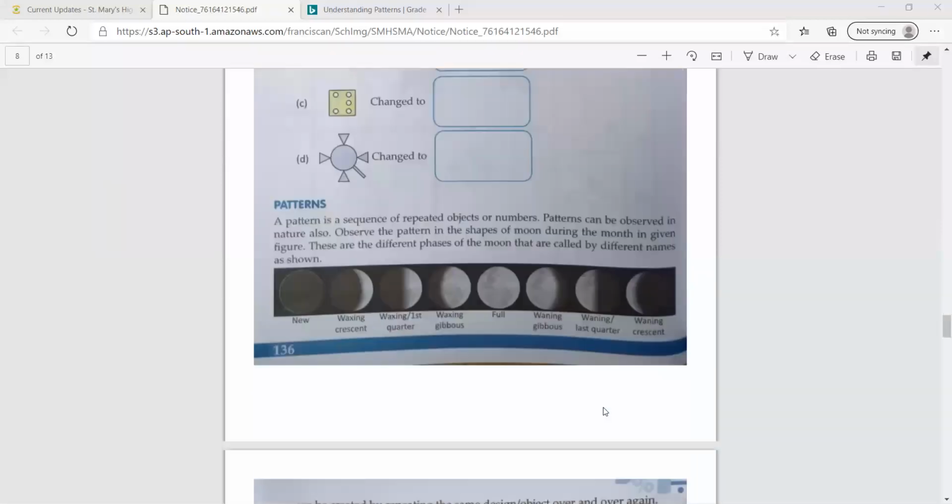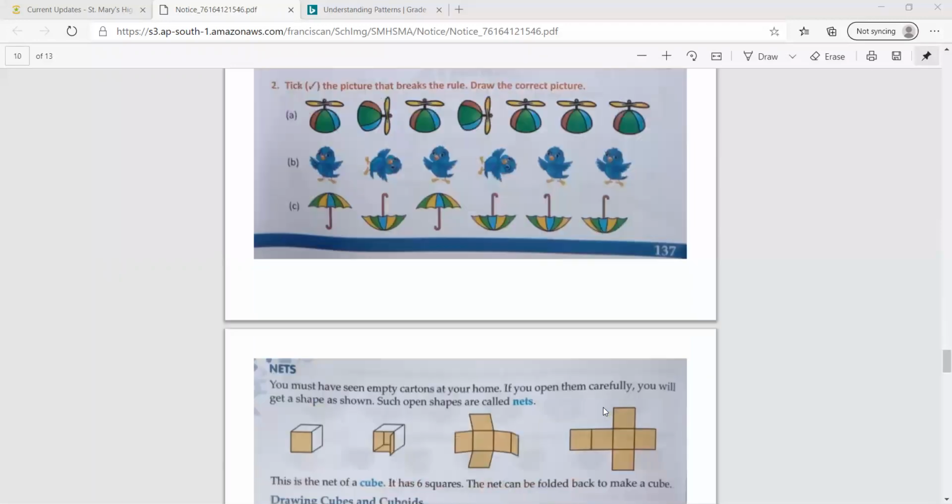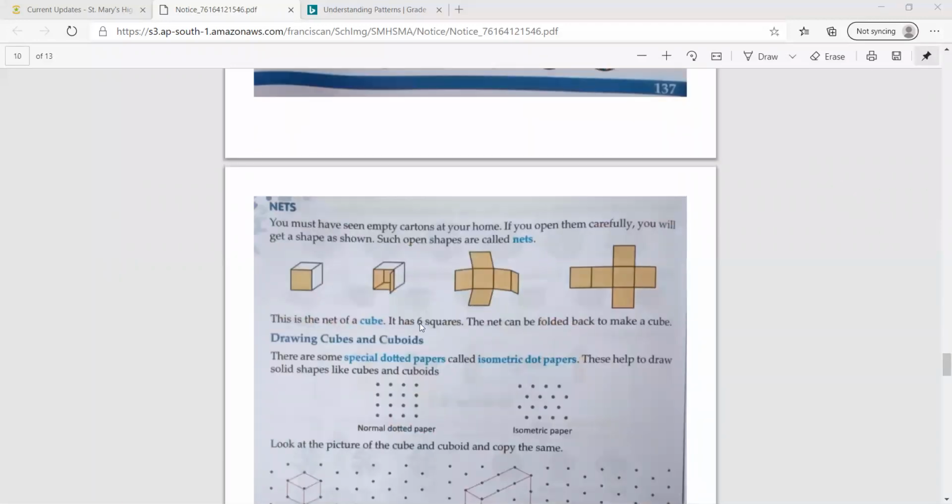Then we go to the next thing. This is the net of a cube. It has 6 squares. The net can be folded back to make a cube. So if we fold this back, we can get back a cube.